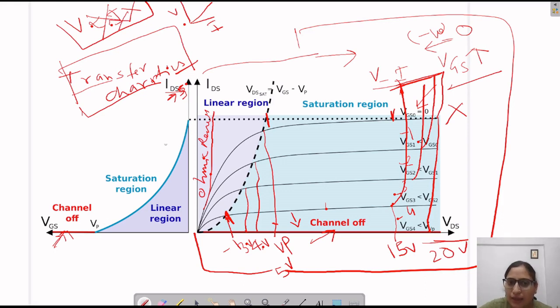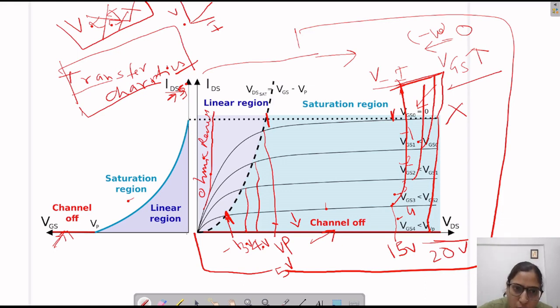So this is a parabolic graph. This is non-linear. Current is increasing or decreasing in a manner which we consider as a parabola. So this is a parabola and non-linear. Exponential also we can say. Exponential, half parabola. So here what is happening?